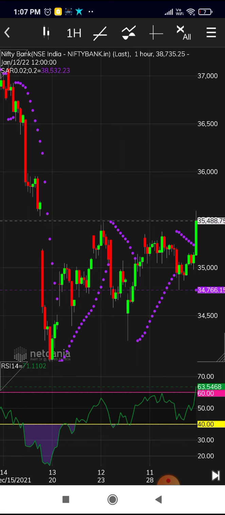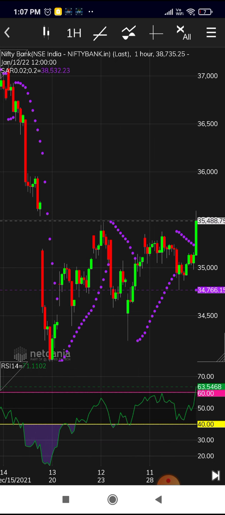The Parabolic SAR, which you can see in the form of dots, is below the candle in this candle. The dot you can see is at 34,766. It is mentioned there on the chart itself. In the previous candle, the dots were above the candles, but in this particular candle, the dot is below the candle. Okay, so the dot has to be below the candle, and RSI has to cross 60. Now let's move forward and see what happened.